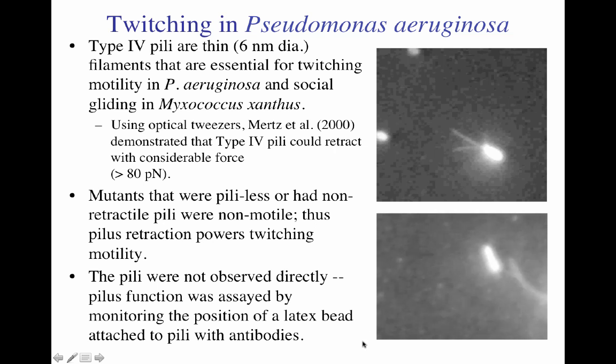It's very fast. Let me do it one more time. As you see, once the pilus is attached, the microorganism can drag itself to the position of the pili. So this is a mechanism in which bacteria like Pseudomonas and Myxococcus xanthus use their pilus to move. If you create mutations which lack the pilus, or have a pilus that cannot retract, those microorganisms lose their capacity to move. Therefore, the retraction powers the twitching movement, allowing the microorganism to drag itself across.